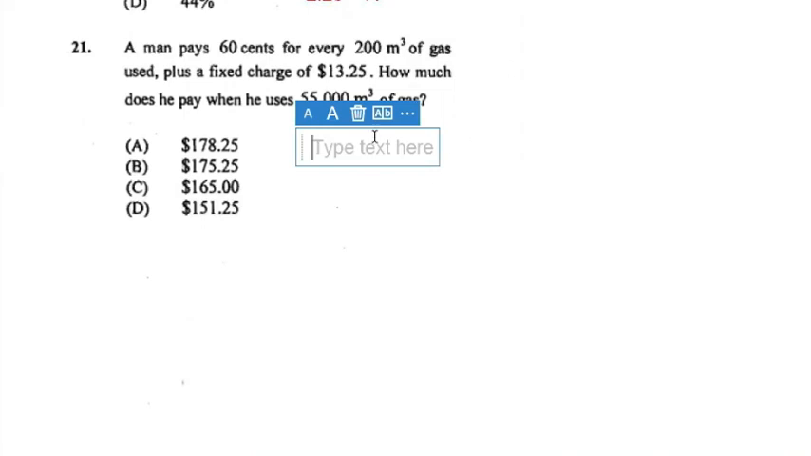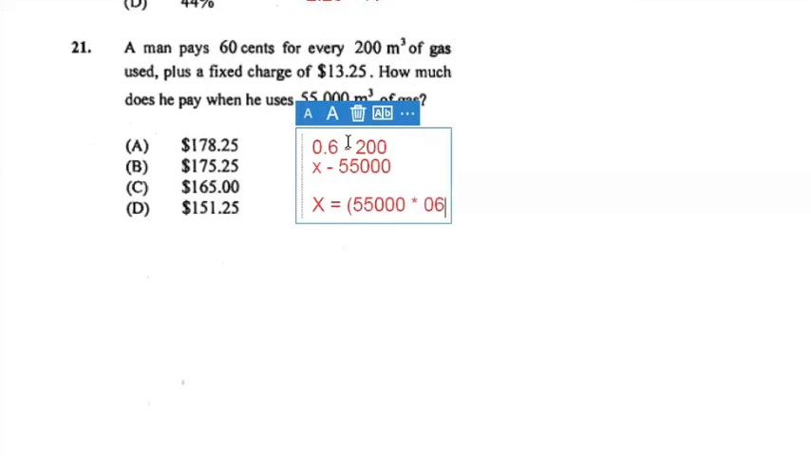So therefore we're looking at 0.6, which is the same as 60 cents, being equal to the 200 meter cube. So we're looking at x, we're trying to solve for x, which is when you use 55,000 meter cube of gas. So we're cross multiplying to make x the subject of the formula. So x is equal to 55,000 multiplied by 0.6, and all of that is divided by 200.